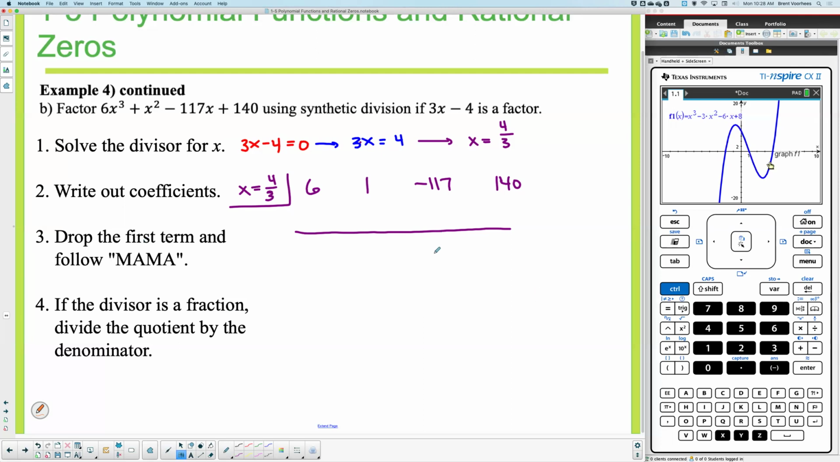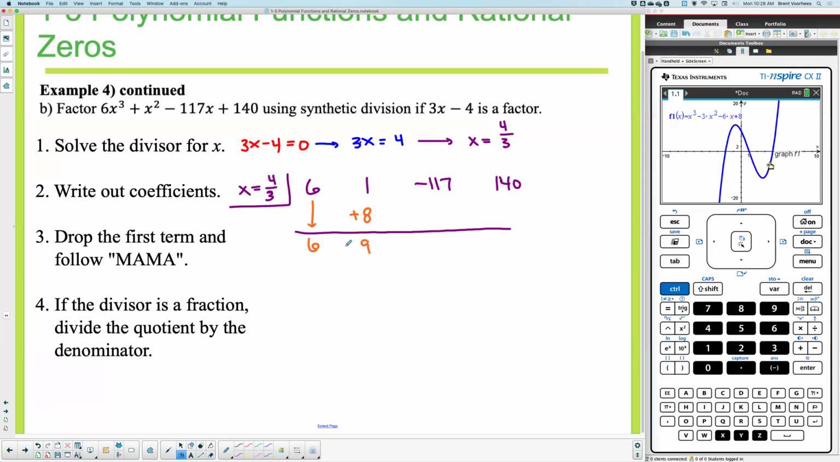Okay, it says drop the first term and follow mama. So 6 drops. And now we do mama. What does mama stand for? Okay, so we multiply first. So multiply the numerator. What's 4 times 6? 24, good. Then you divide by 3. 8. Since it's a positive 8 and we're adding, I'm going to put plus 8. Because we just multiply, now we add. What's 1 plus 8? 9.